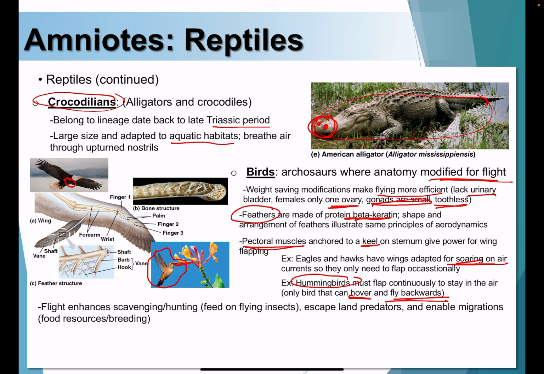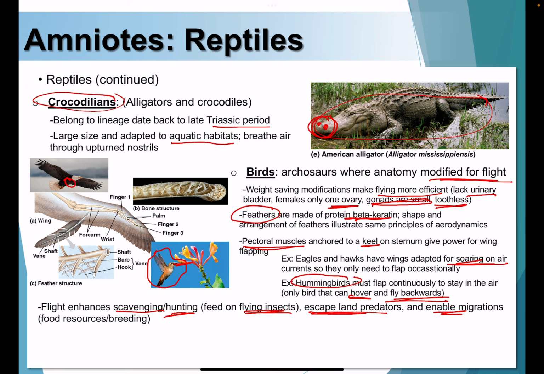So flight usually enhances scavenging, because all these things got modified on the bird because they were selected due to all the benefits for survival and reproduction that they give. Again, it enhances scavenging and hunting, because now you can look from above to see where the prey are. In addition, birds can feed on flying insects because they too can fly. So that's another good resource, and most of the birds we know feed on insects. They can escape land predators. And lastly, flight enables migration.